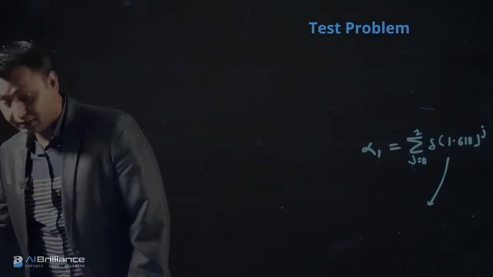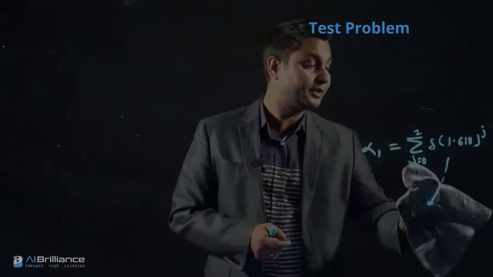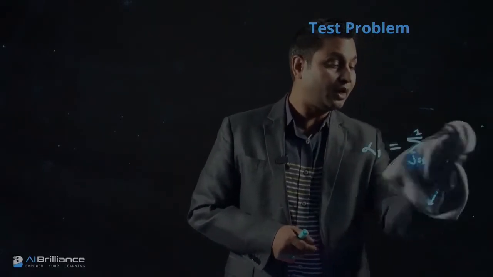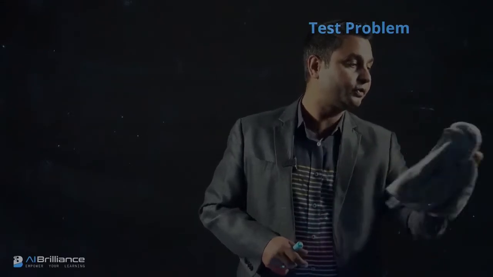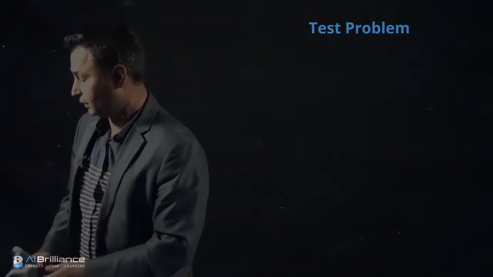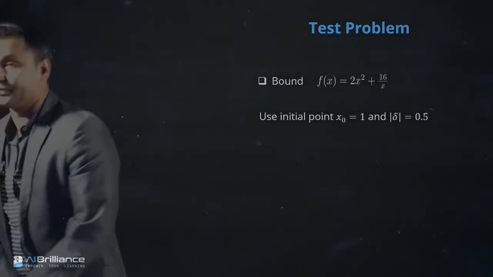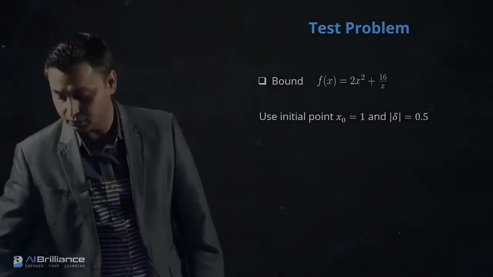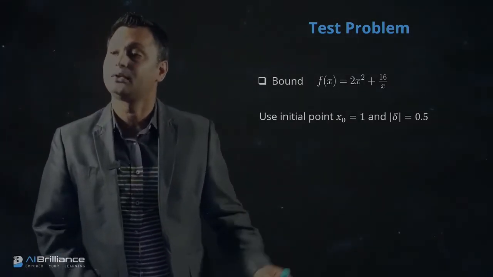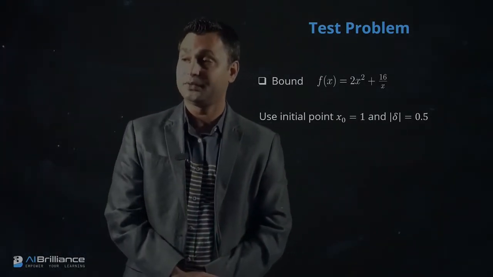Okay, so let's take an example problem, the same example problem that we solved using the Swan's method, and see how the Fibonacci sequence method will work and how it will act on the same problem. So again, that's the same problem, and we initially begin with x0 equal to 1 and delta equal to 0.5, and that's how we started.